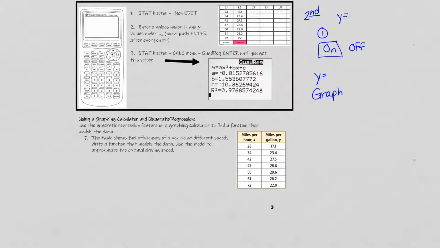Now, when you push graph, your points probably do not show up because they're bigger than what's on your screen. Your screen usually goes to the left -10, to the right 10, down -10, and up 10. And that's by setting your window. But to zoom out, push that middle button right under the screen; the middle one says zoom. Click on that. Number 3 says zoom out, and then you have to push enter. And then keep pushing enter until you see points plotted on that graph.